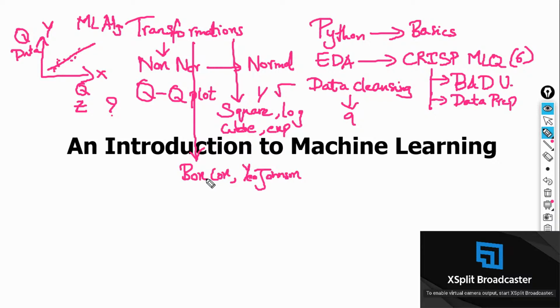Did I tell that? Box Cox is for normal distribution. Yeo-Johnson technique can be applied on all different types of values. But when it comes to Box Cox, it has a challenge. What is the challenge? Box Cox cannot be applied for negative values.